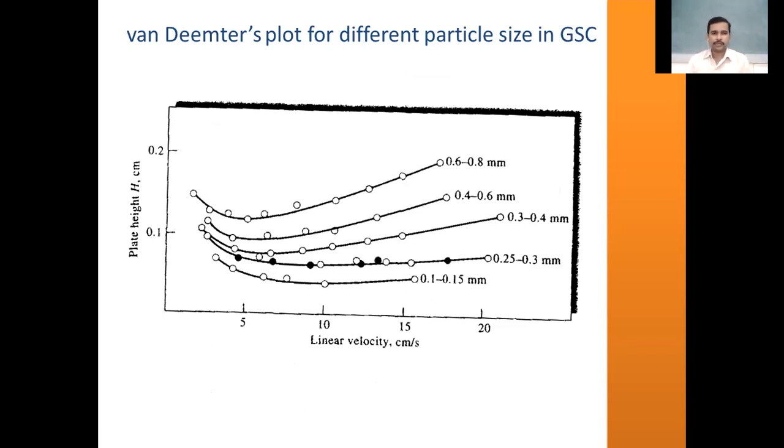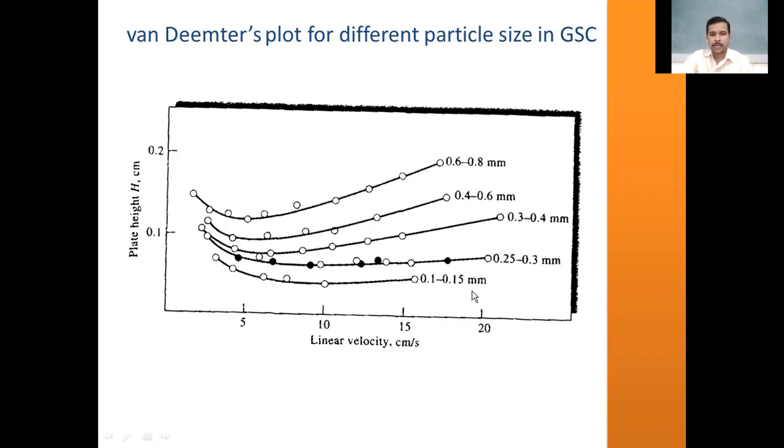And this graph is showing the effect of mobile phase velocity on the plate height in gas solid chromatography. In gas solid chromatography, we will be using a solid stationary phase and a gaseous mobile phase. If you change the mobile phase velocity, the carrier gas speed, how is the height going to vary? And again, what is the particle size here? 0.1 to 0.15 millimeter, 0.25 to 0.3 millimeter, 0.3 to 0.4, and similarly 0.6 to 0.8 millimeter. These different stationary phases were tried in order to show the effect of linear velocity of the mobile phase on the plate height of the individual theoretical plate.